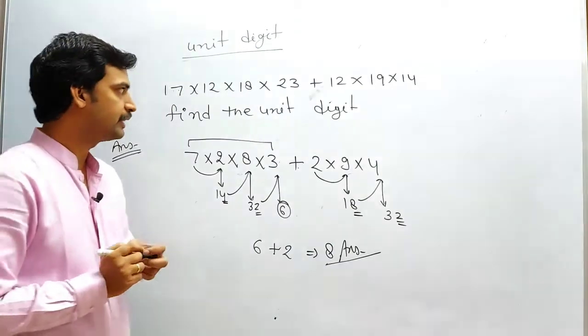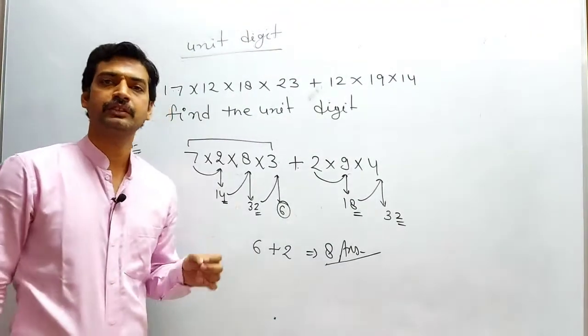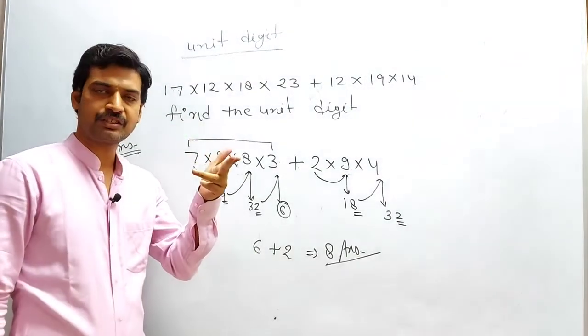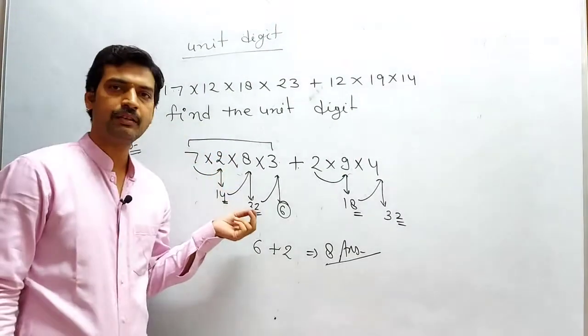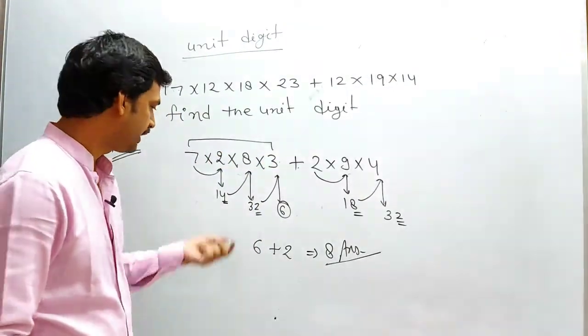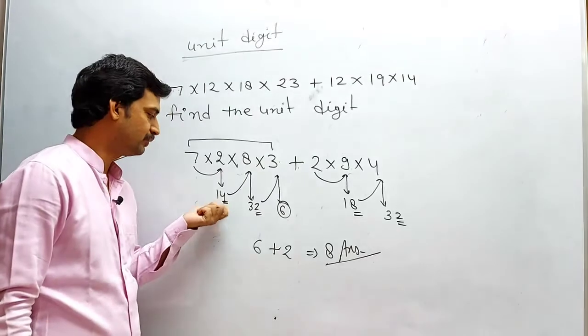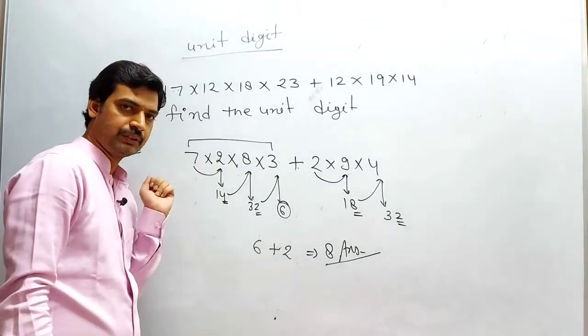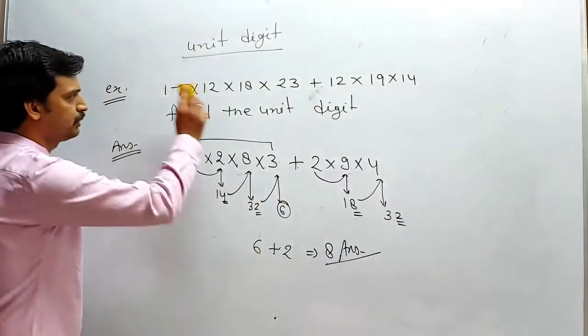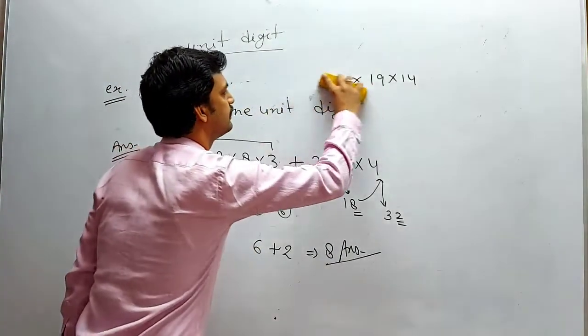So for unit digit, keep one thing in mind: each and every operation leaving division, that means plus, minus and multiplication, all three operations are done only on the unit digit. If in between the process we get a number which has more than one digit, we will use only the unit digit and leave the other one. Clear? So this is 8. We'll take one more example to make it clear.